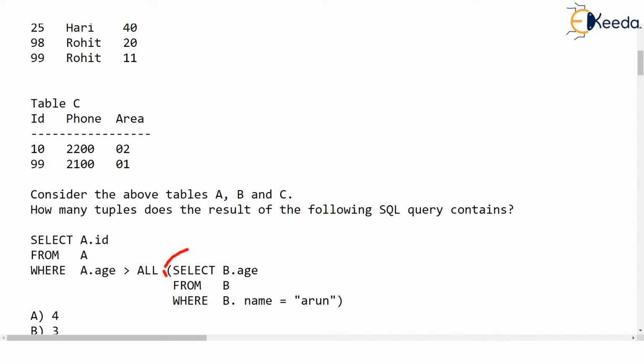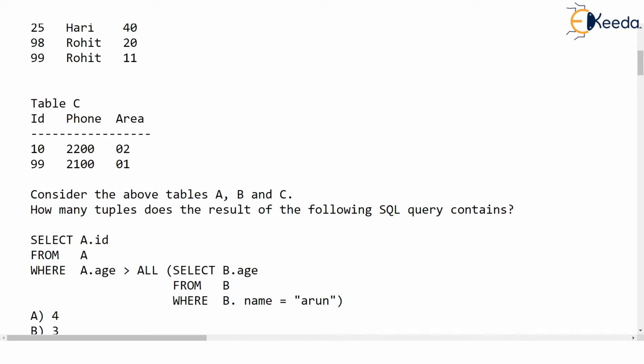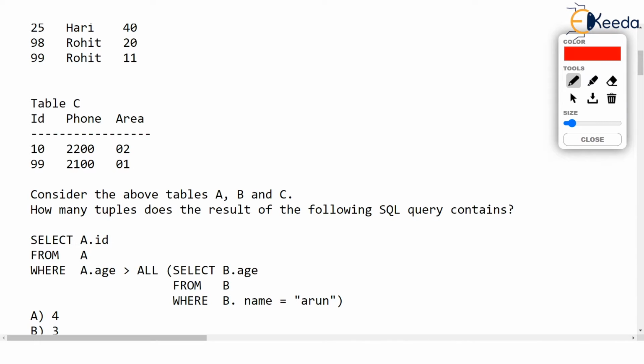I hope you are understanding. Just check, if there was Arun in this table B, let's say with some number 100 and age 21, then b dot age selected will be 21. So this would be a temporary table containing one row, but it would contain an entry. But as there does not exist any entry for the name Arun, this inner query will return an empty relation, or empty table. Is that clear?